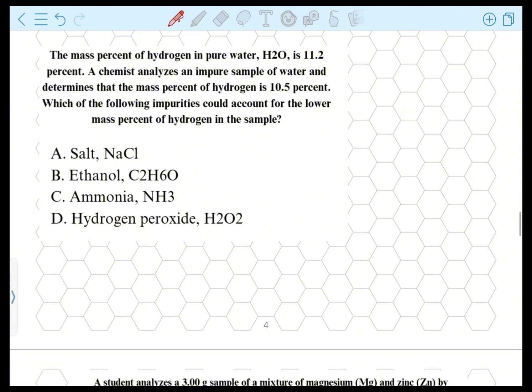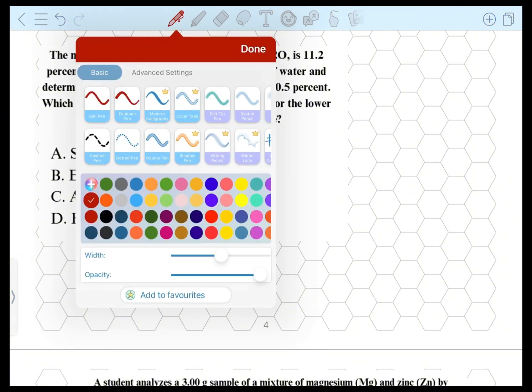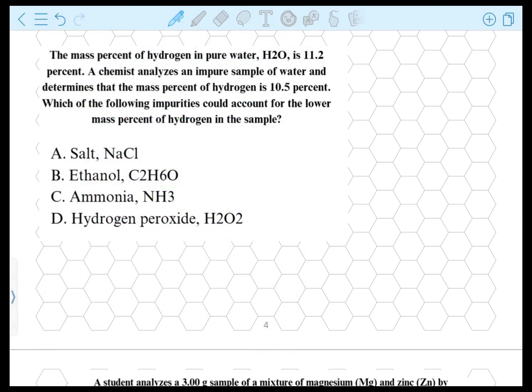Alright, so here we have a question. Let's read it together. The mass percent of hydrogen in pure water, H2O, is 11.2%. A chemist analyzes an impure sample of water and determines that the mass percent of hydrogen is 10.5%. Which of the following impurities could account for the lower mass percent of hydrogen in the sample? Alright, I want you to pause the video and try it on your own.